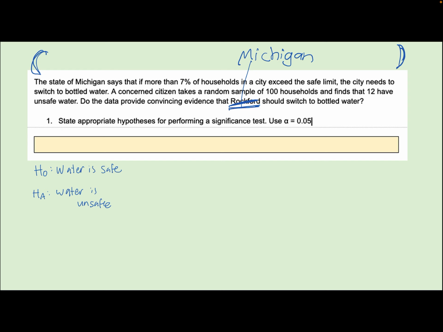Okay, so if the water is safe, that would mean that our proportion is equal to 0.07. If the water is unsafe, that means that p is greater than 0.07. And we always have to define what p is referring to. Here it is the true proportion of all households with unsafe water.